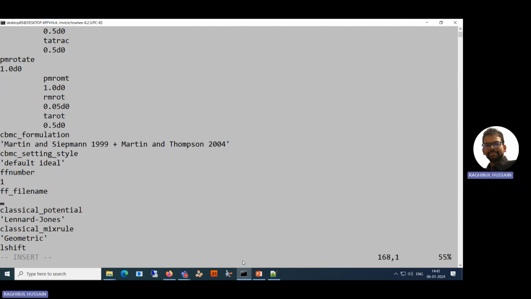We can do this part later on also because we have not yet made the force field file. So we will make the force field file, then you can enter the address. We have to give the address of the force field file location.